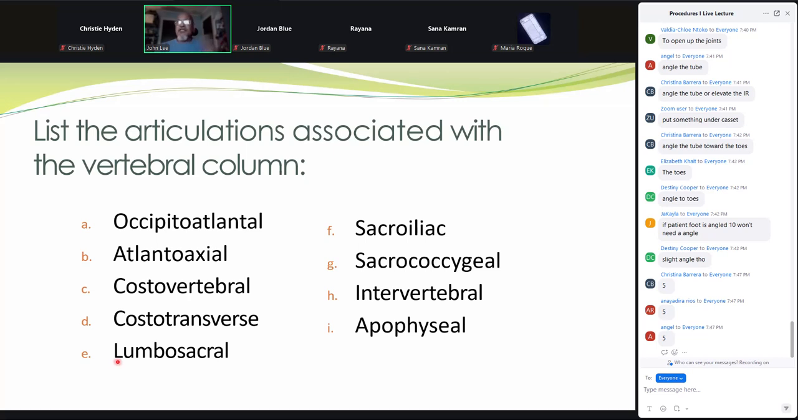Of course, lumbosacral with lumbar and sacrum, L5, S1. Sacroiliac, with the sacrum and the wing of the ilium. Sacrococcygeal, sacrum and coccyx. Intervertebral, where the bodies of the vertebra articulate, and then apophyseal joints, where we have one vertebra articulating with the next subsequent vertebra.